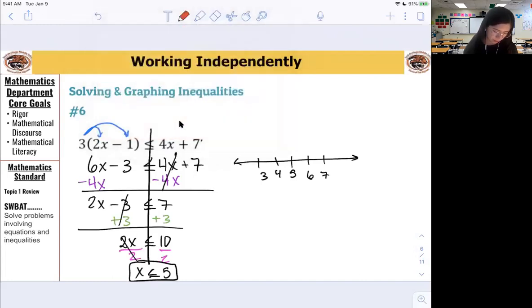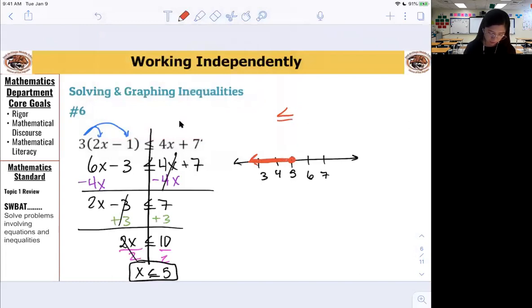I have a less than or equal to symbol. So what that tells me is I have to have a closed circle on the 5, and my arrow is going to point to the left. The arrow points in the same direction as your symbol. Notice this kind of looks like an arrow. So that arrow is pointing to the left, so my arrow is going to point to the left.